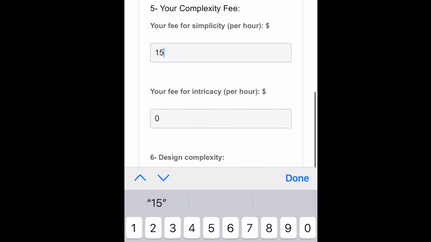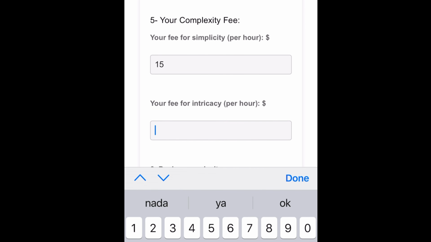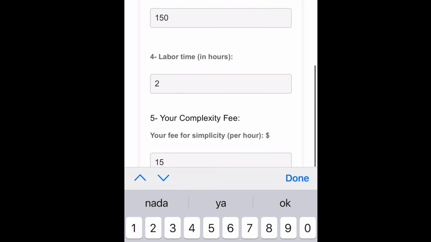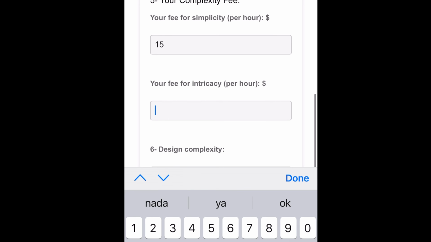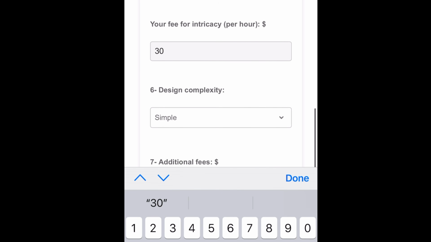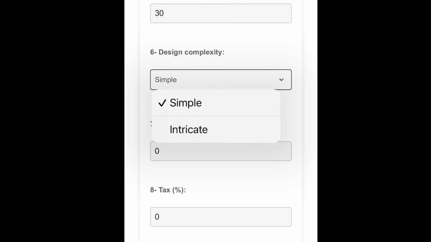Now, here comes your fee for intricacy or for difficult projects. Based on the information, for difficult projects, we charge 20% of the labor fee, which is $150. So 20% of that comes to $30, okay? That will be your fee per hour for difficult projects. But like I said, this is going to be a simple project. So section 6, you will choose simple or intricate.